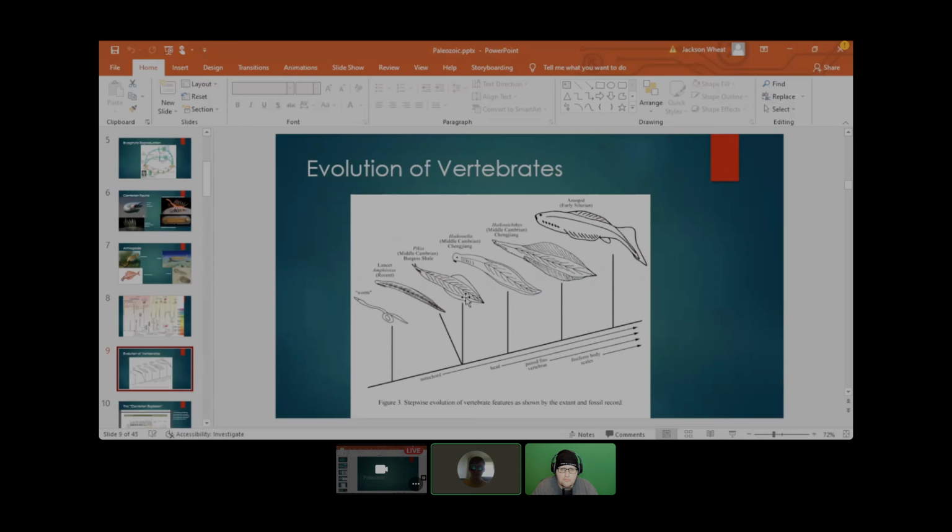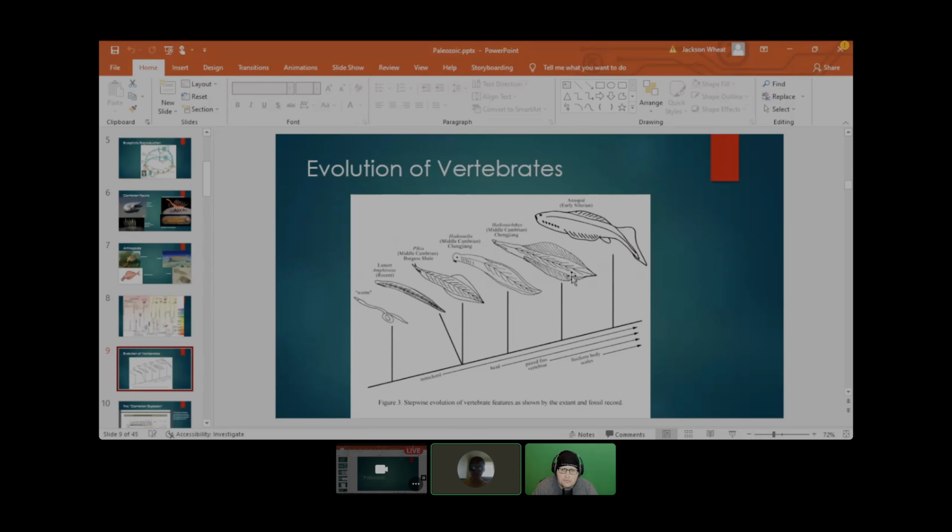Pikaia is an early lancelet. So he looks still pretty wormy, doesn't he? He doesn't look really fishy yet, you know? Kind of looks like a leaf. It kind of does look like a leaf. Same with Cathaymyrus. Again, really kind of wormy, not really fishy.